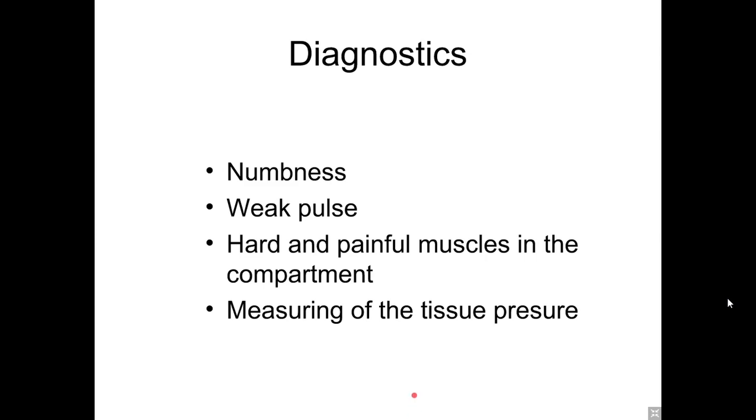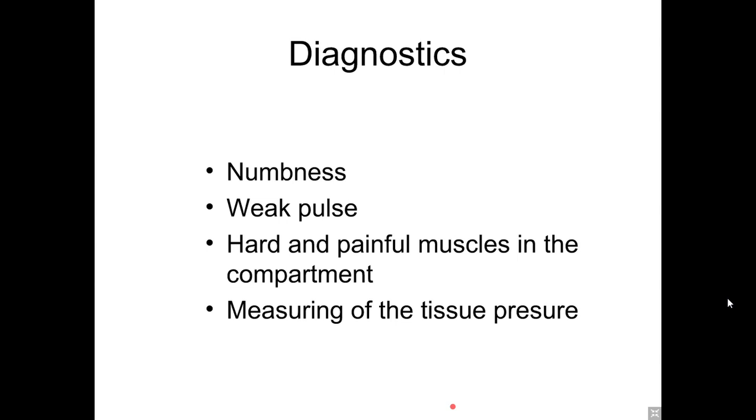Okay, diagnosis. Diagnosis comes from the first and most sensitive structure, nerves. Numbness, paresthesia, or loss of sense. Usually, the distal part of the limb is colder. Muscles are stiff. Muscles are hard, stiff muscles at a certain compartment.